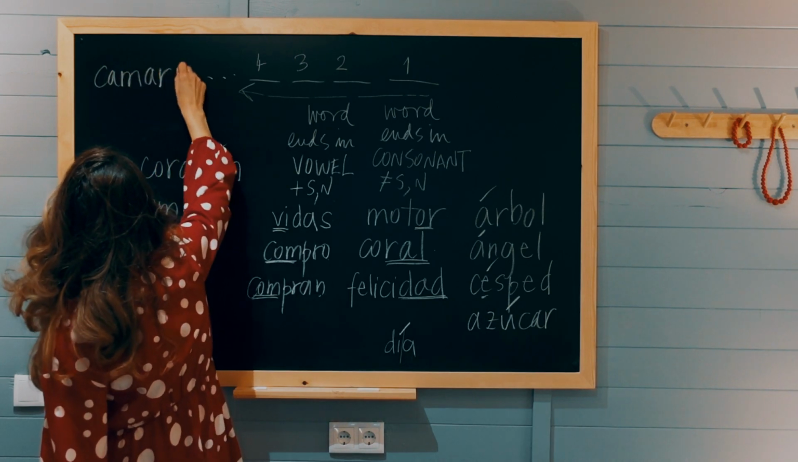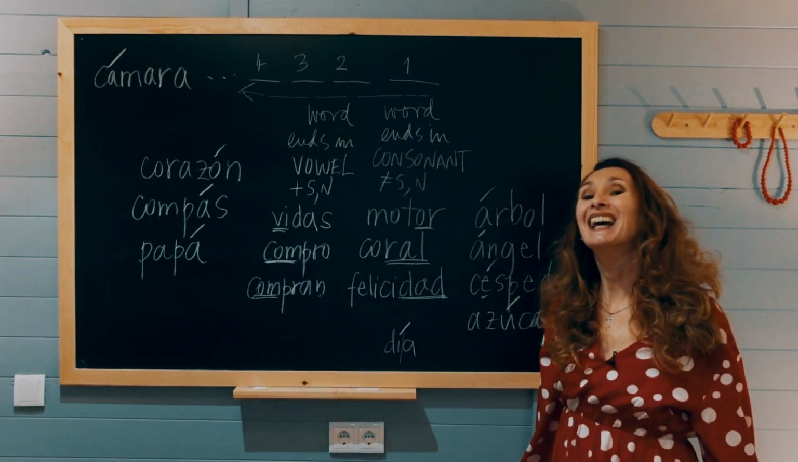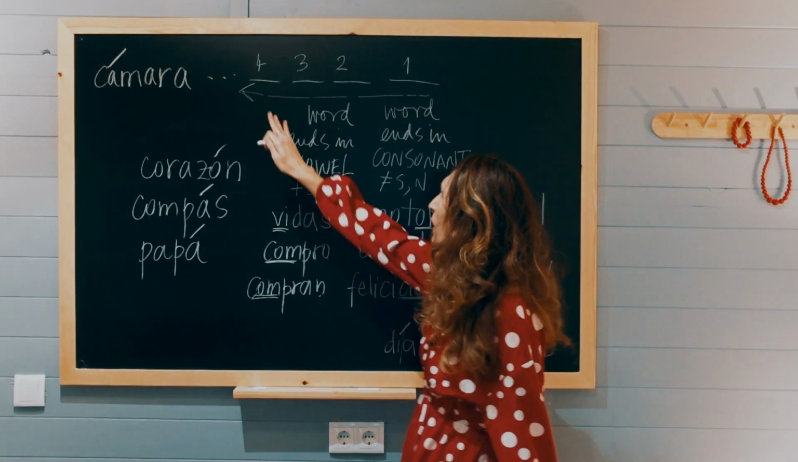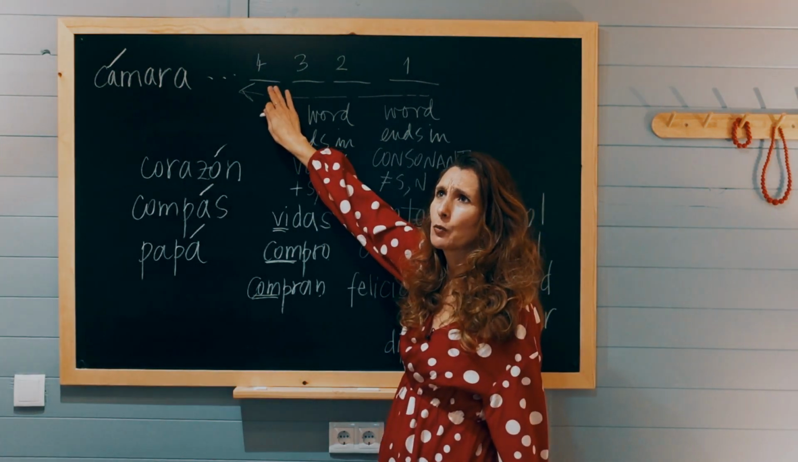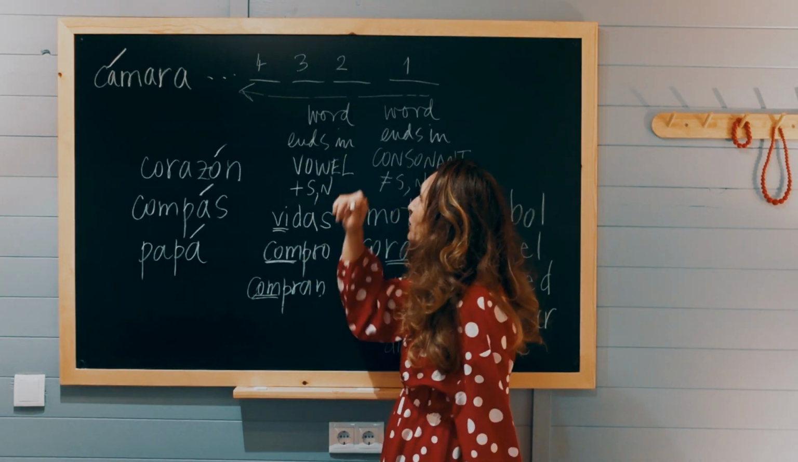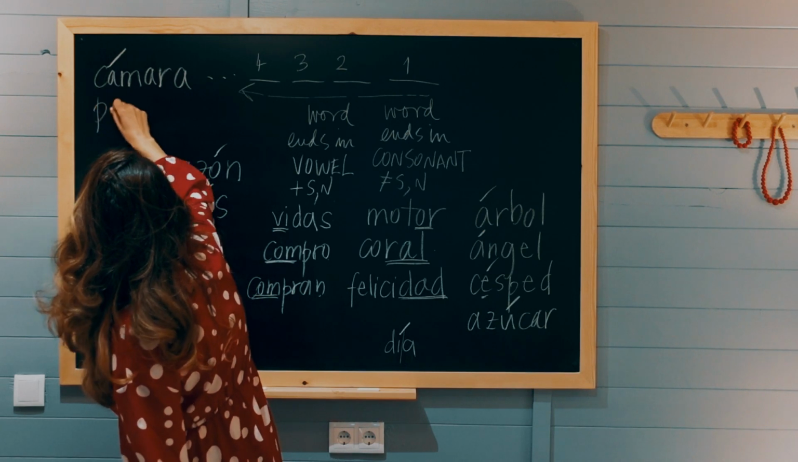A chamber is cámara, okay? Cámara. Again, it's on the third one. I don't know any examples of words where the accent is on the fourth one, so I won't even try to think of one, but maybe just a few more where you have it on the third one.